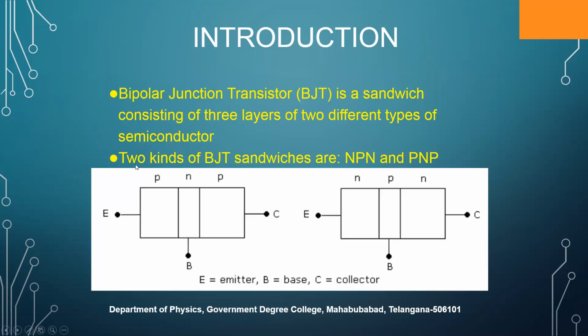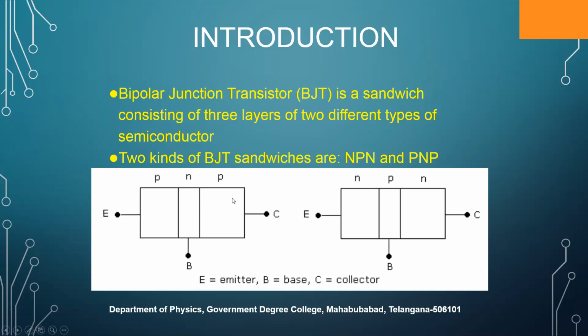So a bipolar junction transistor is a sandwich consisting of three layers of different types of semiconductors, as shown in the following figure. Two kinds of BJT sandwiches are there. One is NPN and the other one is PNP. If we observe this figure, this is a p-type semiconductor. This is called the emitter block. This is a p-type semiconductor. This is called the collector, and this one is an n-type semiconductor, which is called the base.